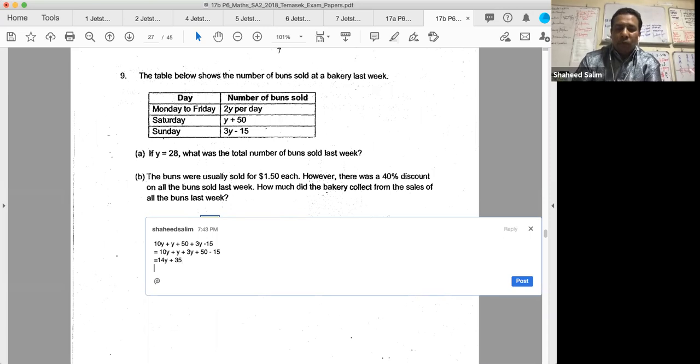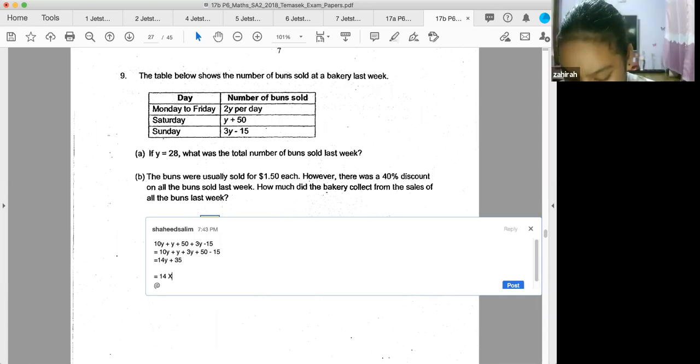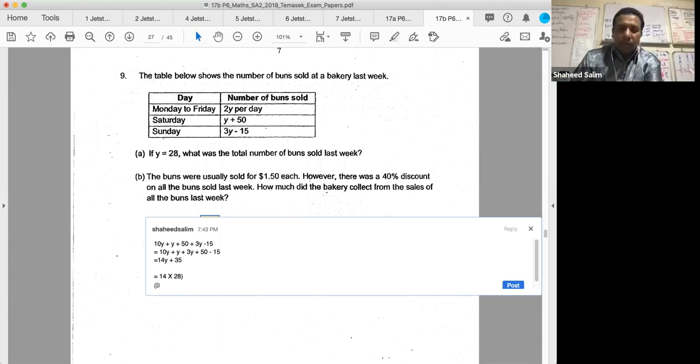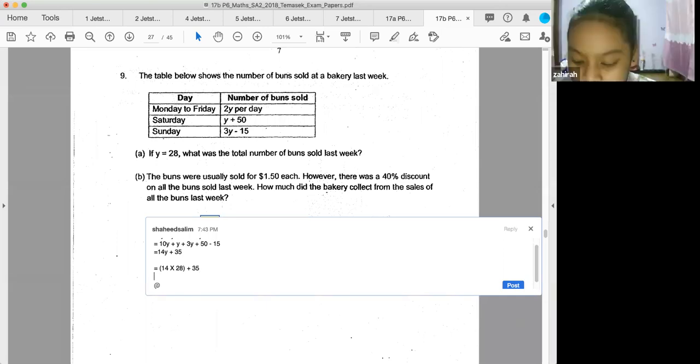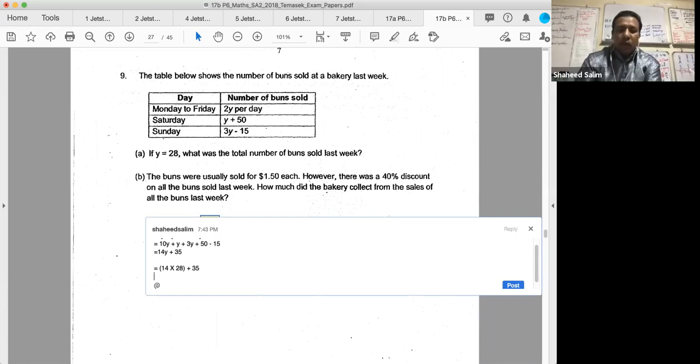So now you put in the value of y. It is 14 times what? Times 28. So you do this one first now. 392, wrong. How come you get 3? Then minus 35. Plus 35. That gives 427.